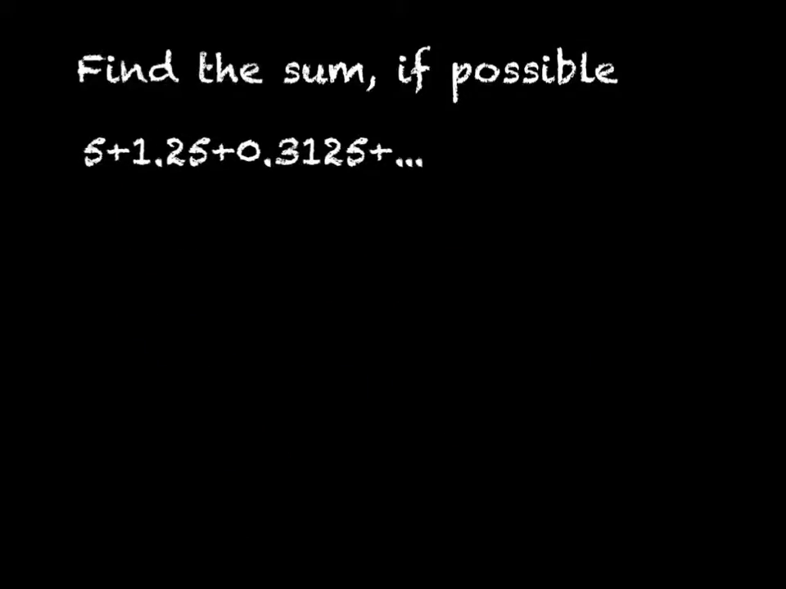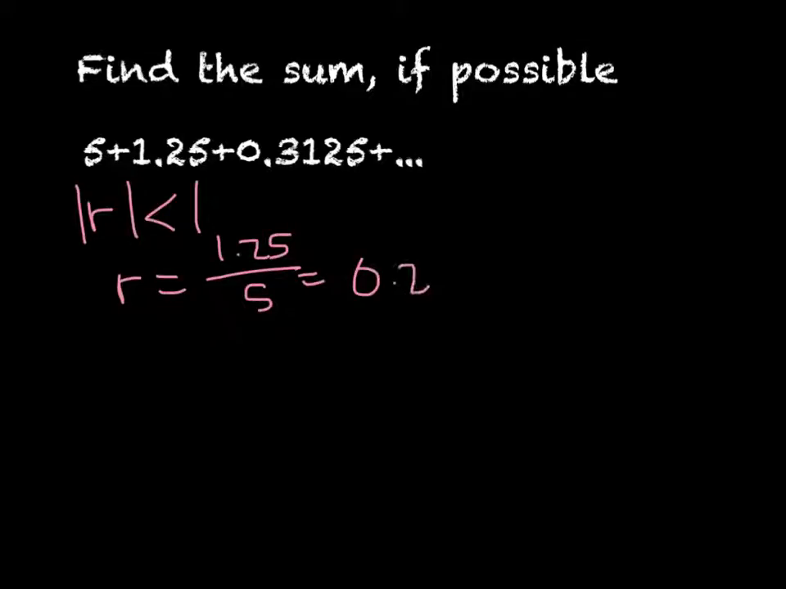Here we have the exact same series from last time, except that all of the terms are positive. So again, we see that the terms are decreasing in magnitude. So absolute value of r is less than 1. r is equal to 1.25 over 5, or 0.25.